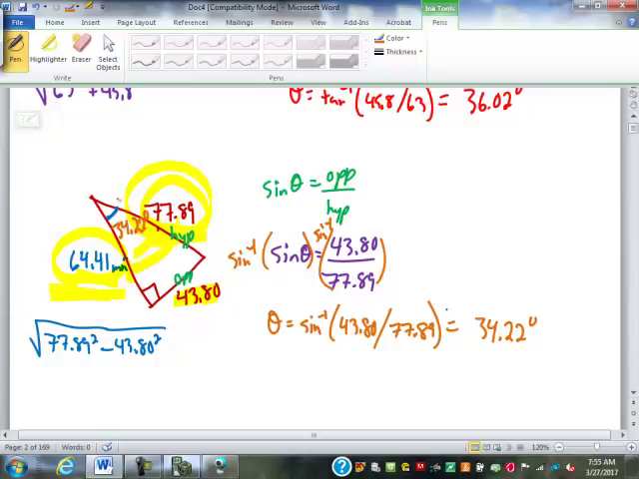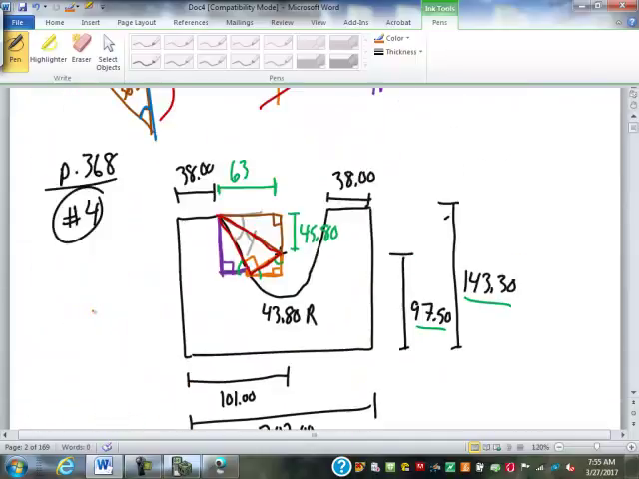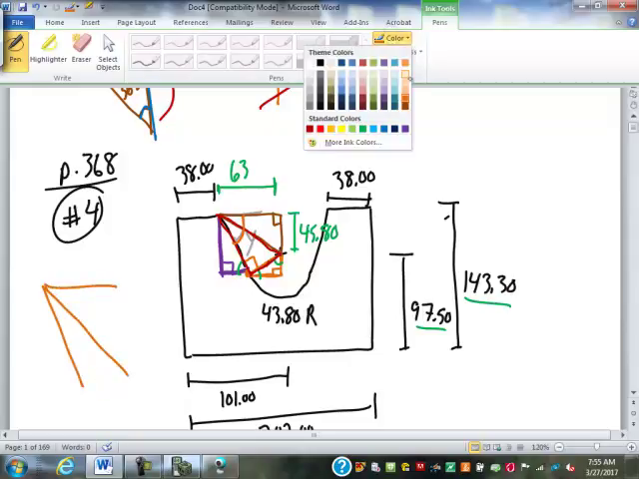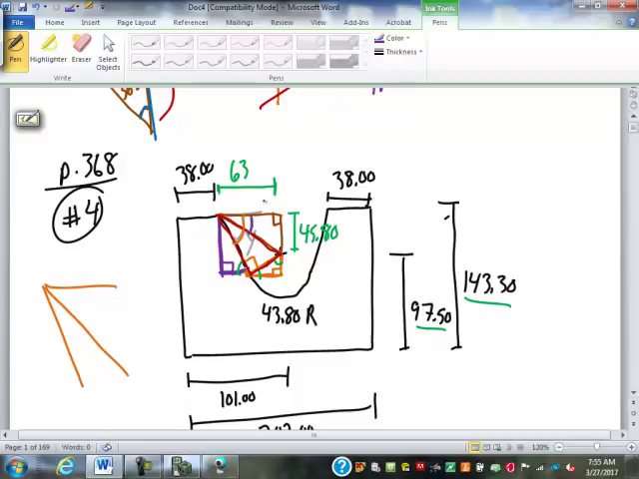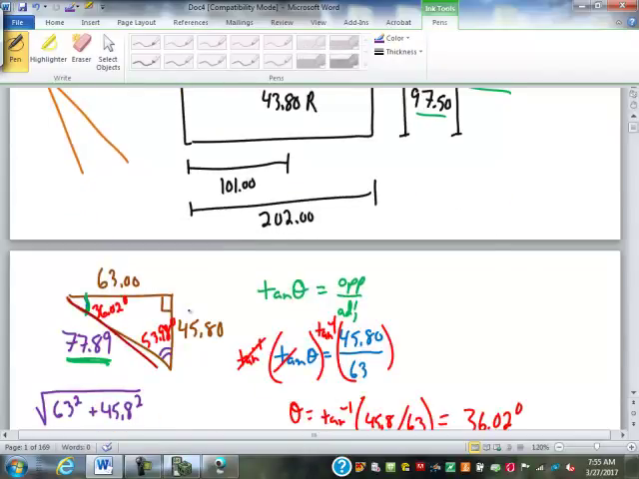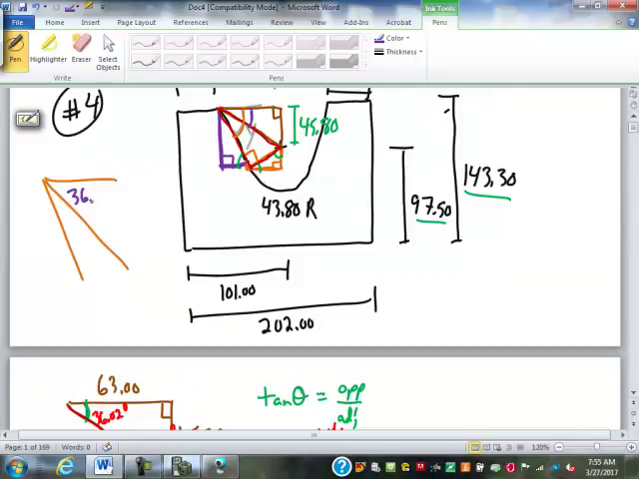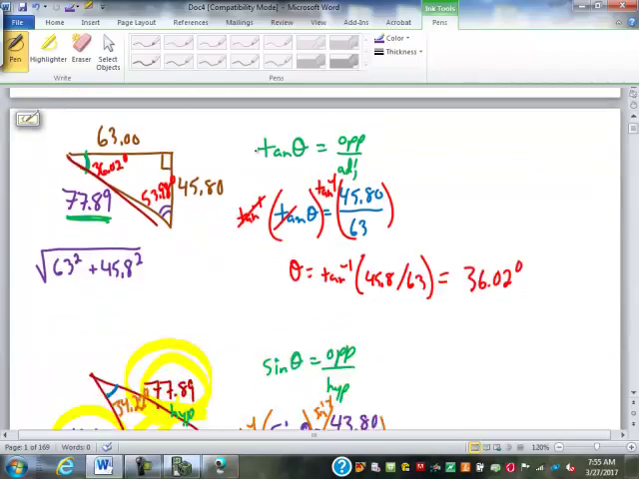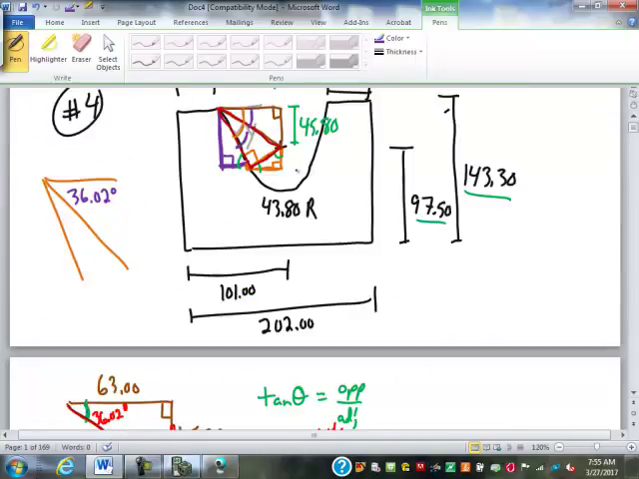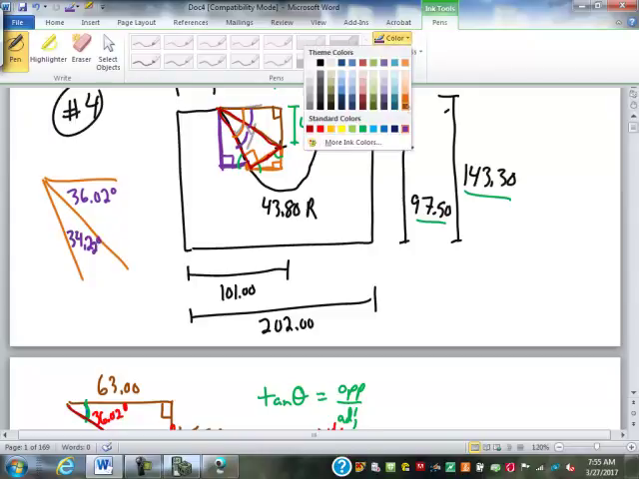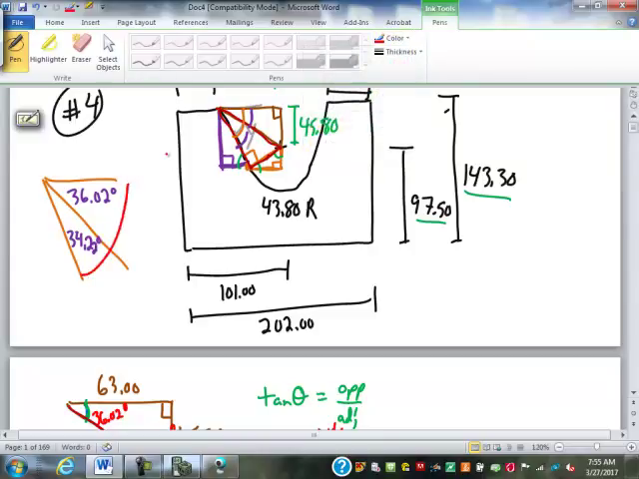Now we have enough information to find y. Because if I look back up here, here's y. Y is just a combination of those two angles. This angle right here we found to be 36.02. This angle right here we just found to be 34.22. I add those together to get y, which is going to be 70.24 degrees.